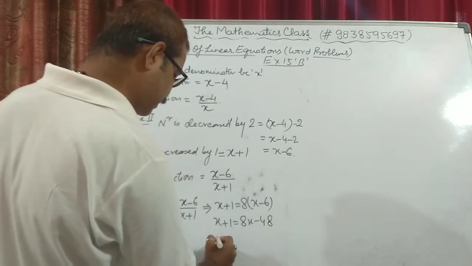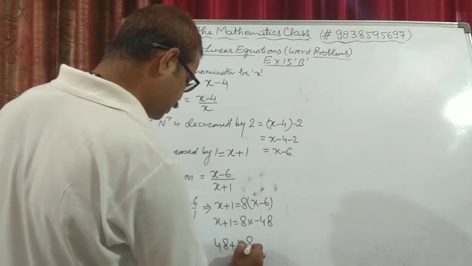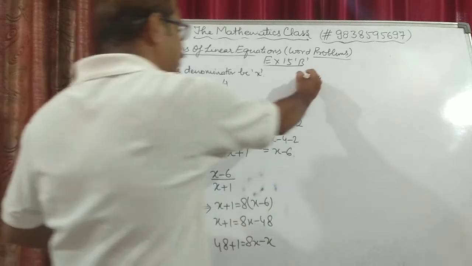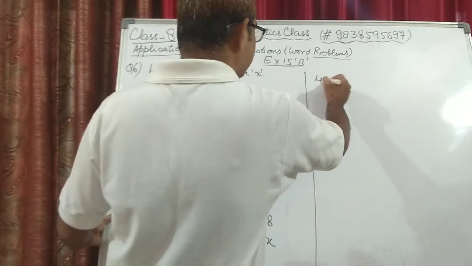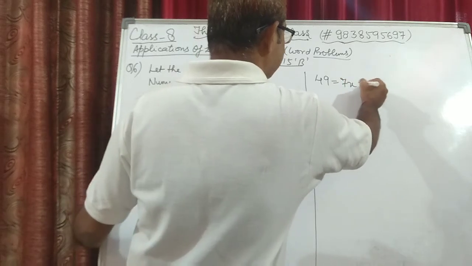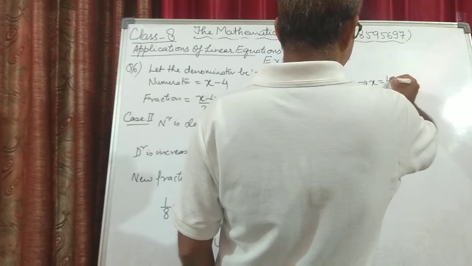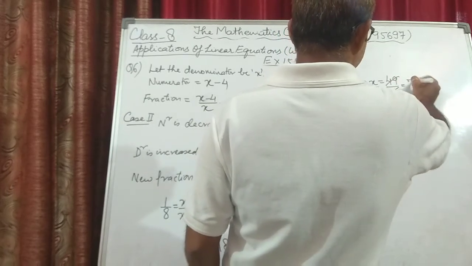48 comes to this side, will become plus. So 48 plus 1 is equal to 8x, and x goes to this side, minus x. It means we are getting 48 plus 1 is 49. 8x minus x is 7x, which implies that x is equal to 49 upon 7. So that comes out to be 7.